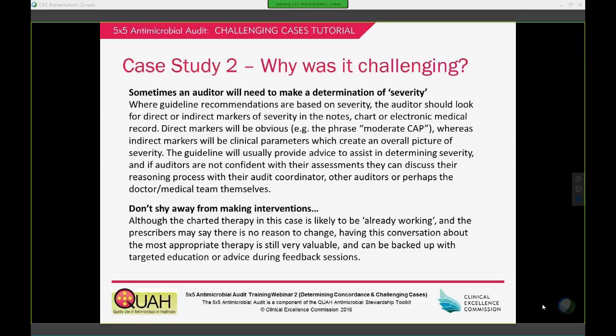Hi, Trish from Lakeland. It's not a question about the cases, but what I was wondering is, should we be including patients who have antibiotics prescribed for surgical prophylaxis in the audit?